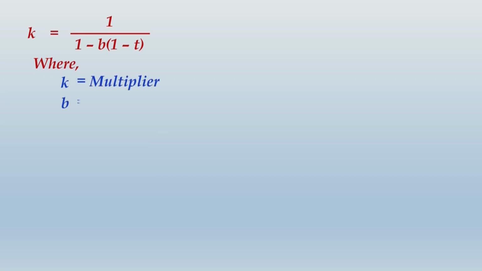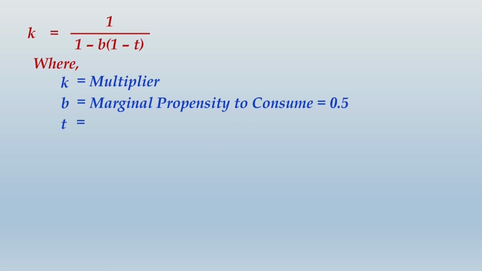K is the multiplier, B is the marginal propensity to consume, which is given as 0.5, T is the tax, which is 0.1. This small t represents the portion of tax which is dependent on the income, or you can call it the proportion of tax that is dependent on the income. So 0.1 is the value of this small t.